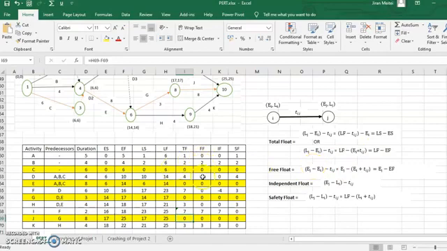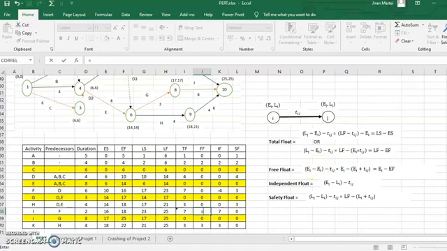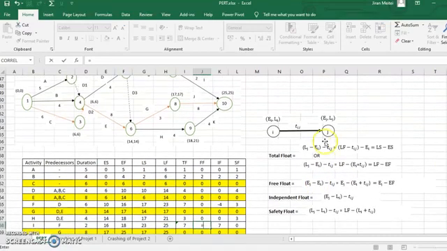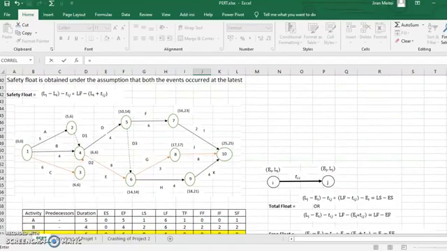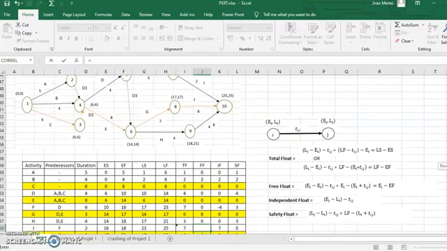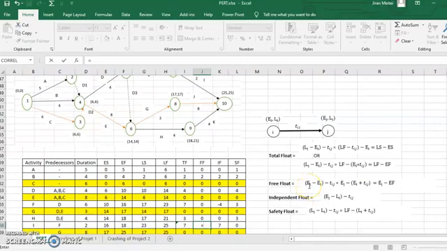If you want to compute the free float, for example, let's do it for the same activity. What is the free float saying? Both the events should occur at the earliest. Remember, the subtraction should always be done from the succeeding event. The preceding event should always be subtracted from the succeeding. Free float is saying EJ should be subtracted from EI.